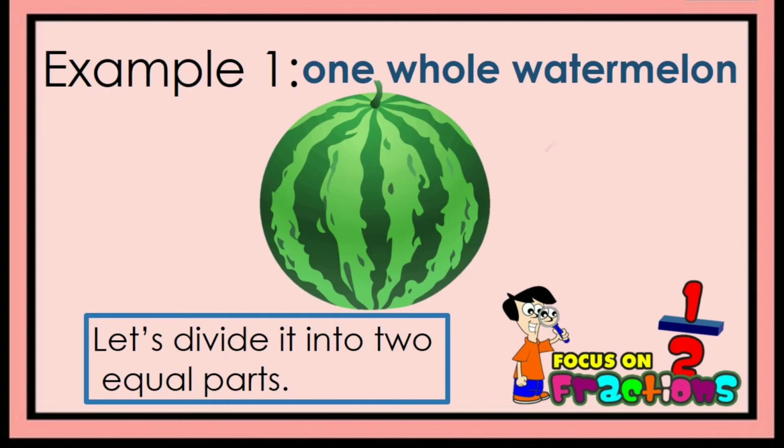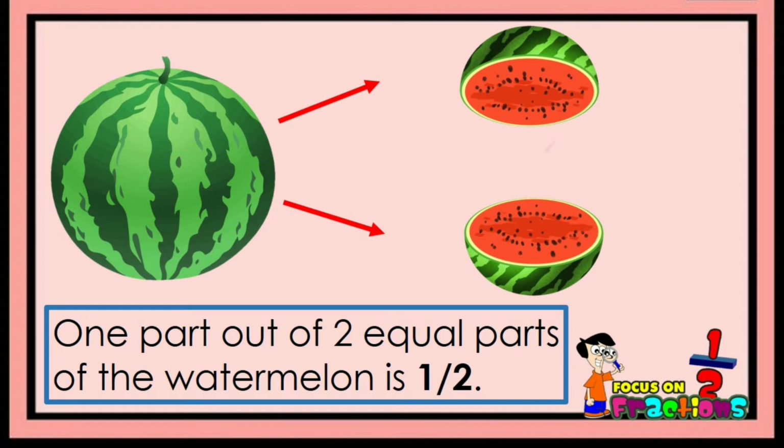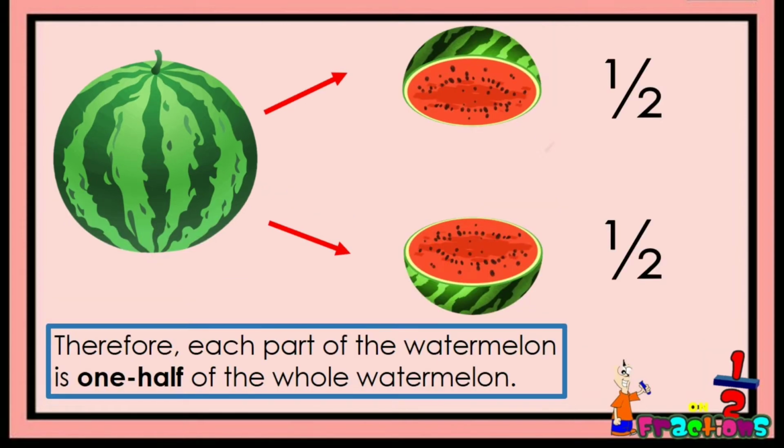Let's have an example. This is a watermelon. It is 1 whole. If we are going to divide it into 2 equal parts, 1 part out of 2 equal parts of the watermelon is 1/2. Therefore, each part of the watermelon is 1/2 of the whole watermelon.